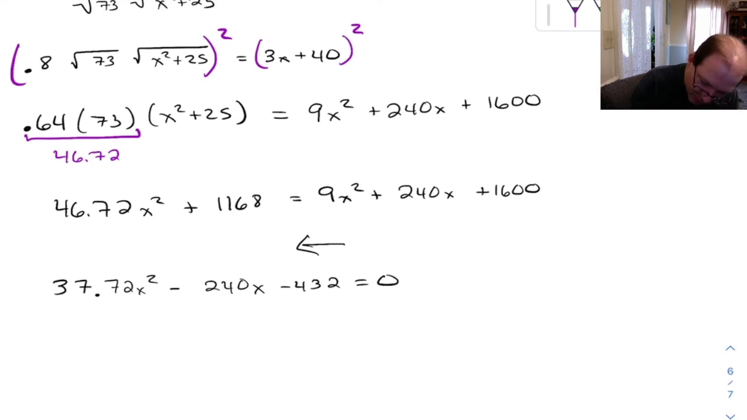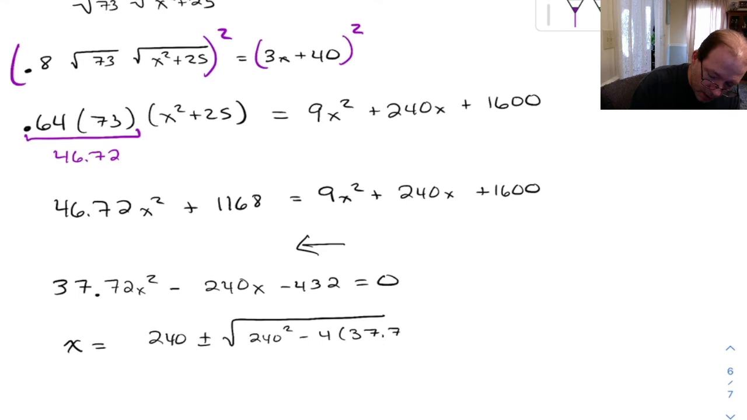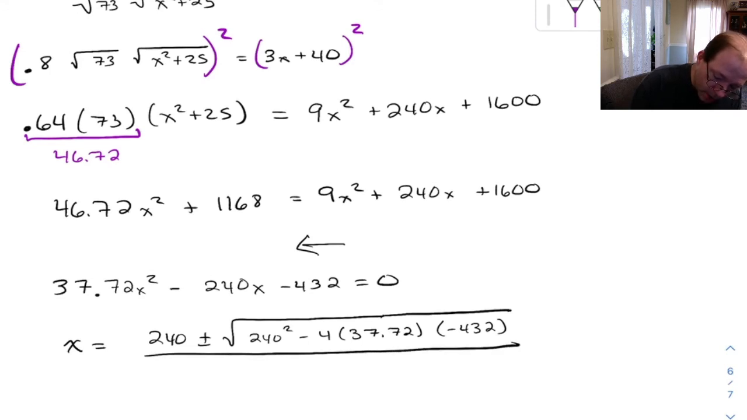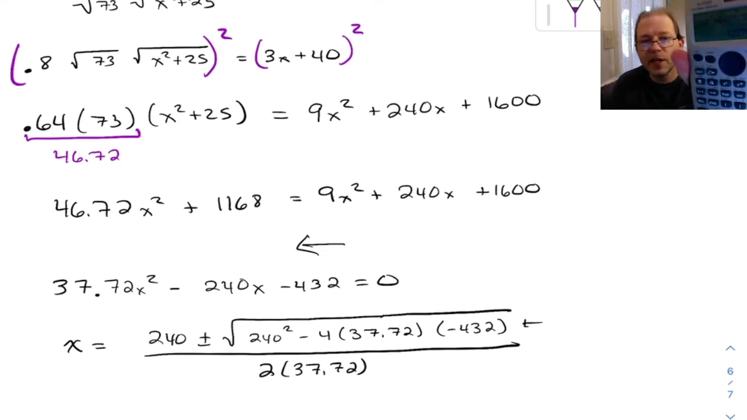So we'll just plug into the quadratic formula here. So our x is going to be minus b plus or minus the square root of b squared minus 4 times a times c, all over 2a. All right, so let's work out what this discriminant is first. 240 squared, and I'm going to put in plus 4 times 37.72 times 432. Okay, so underneath there, for the discriminant, I get 122,780.16.